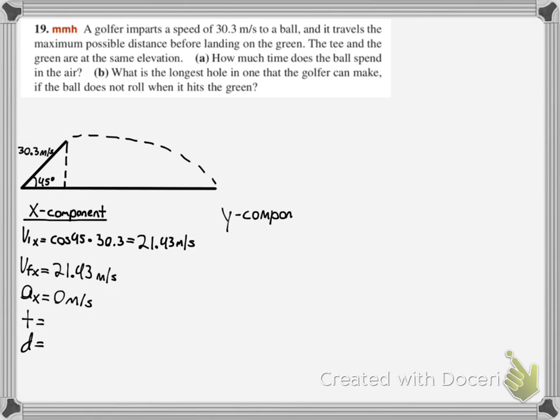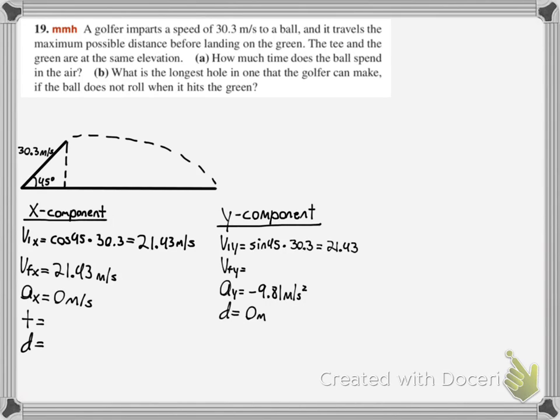So for our y components, using the sine function, we find that the initial velocity in the y is 21.43. We don't know our final velocity in the y, and we know our acceleration is negative 9.81. Our displacement in the y is 0 meters because we know that the ball falls back to the same elevation in which it was launched. Therefore, its displacement is 0. And we don't know the time.